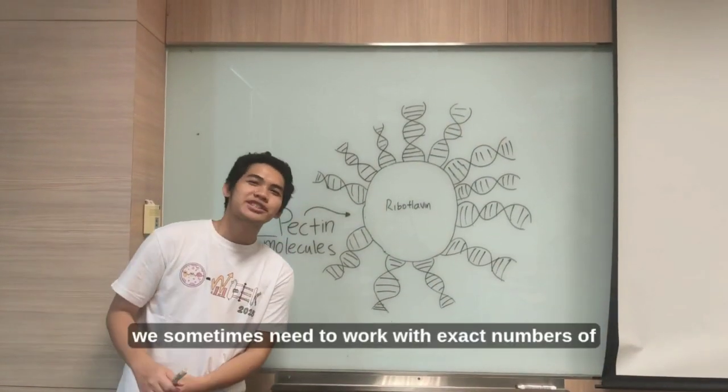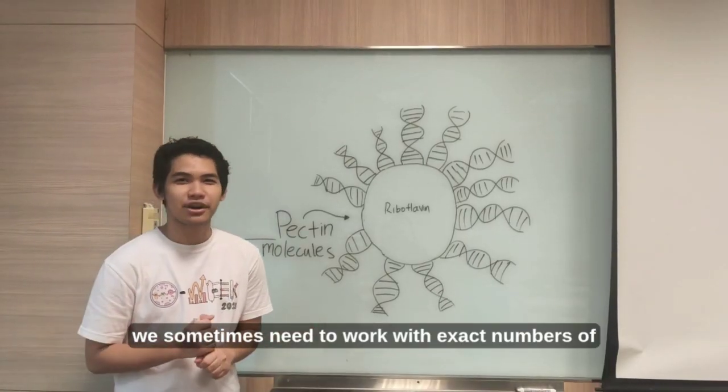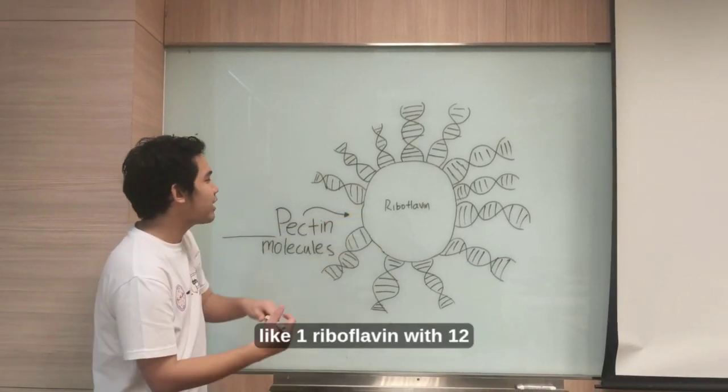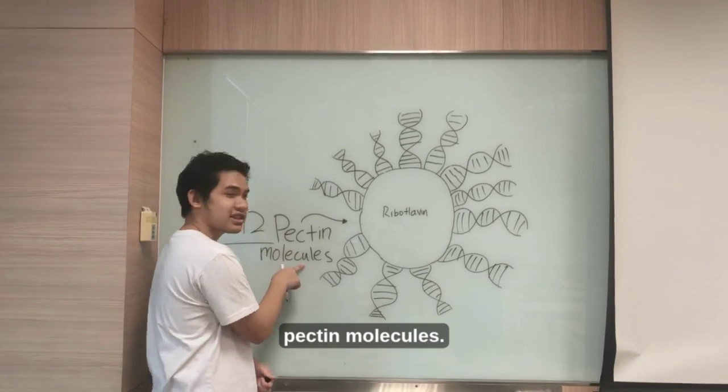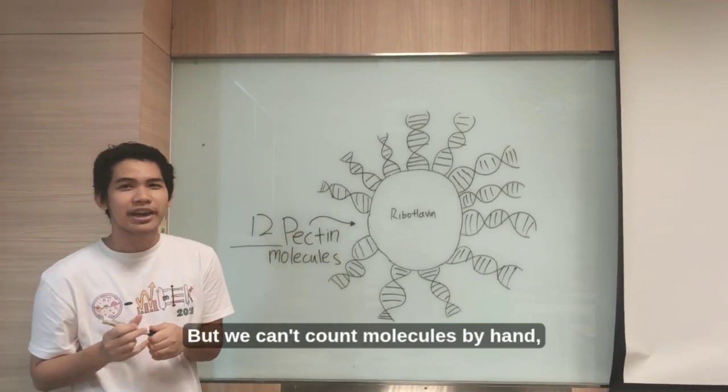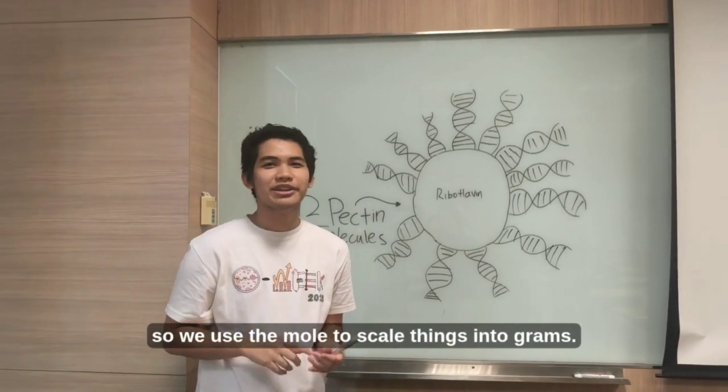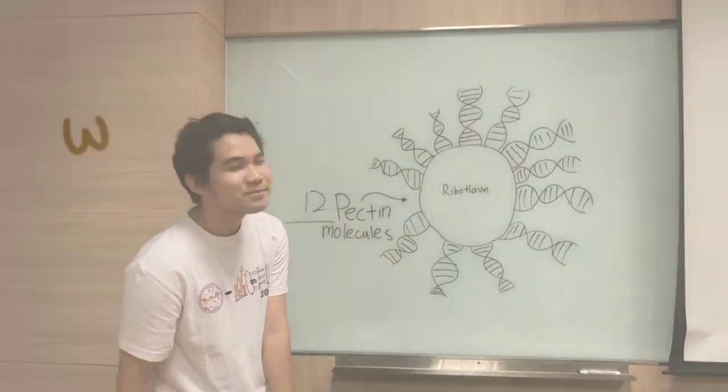In chemistry, we sometimes need to work with exact numbers of molecules, like 1 riboflavin with 12 pectin molecules. But we can't count molecules by hand, so we use the mole to scale things into grams.